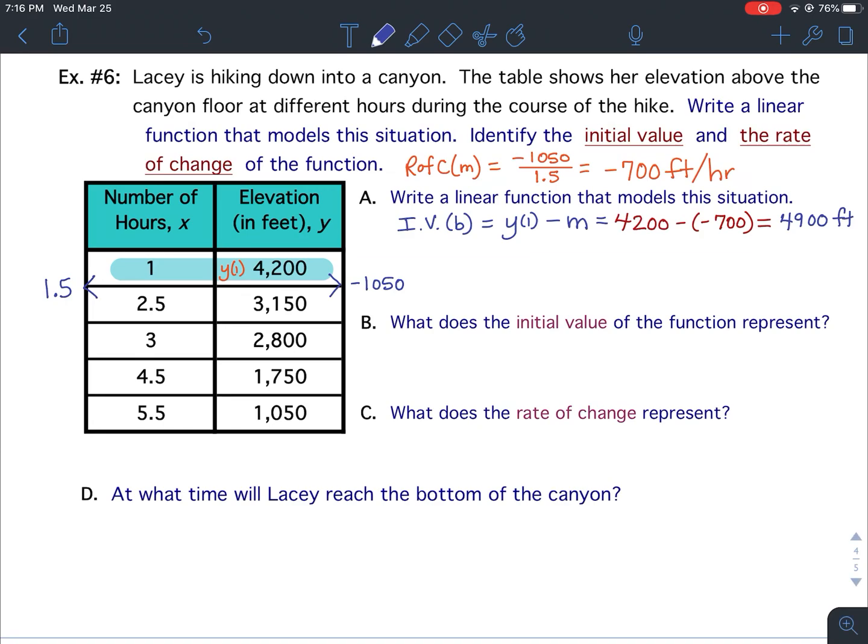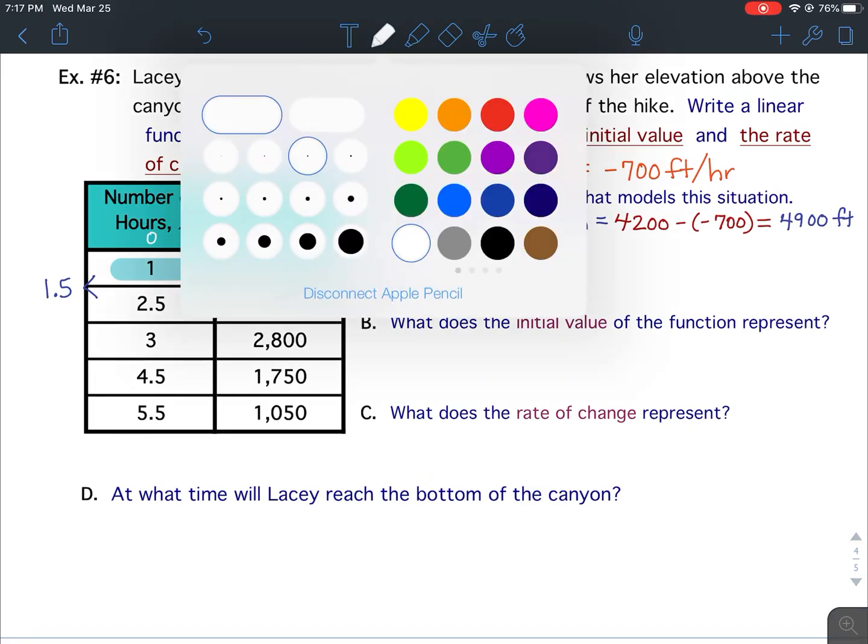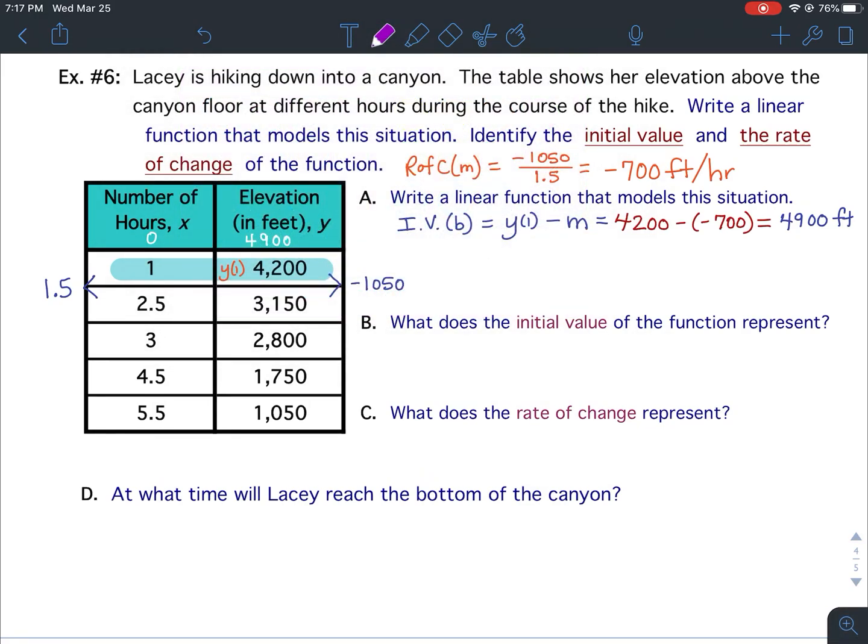Now I know it's harder for you because you don't have the luxury of choosing. Oh wait, you can because you're on Notability. But I would choose white, and then over here I would put a 0 under the X column there, and then put 4,900 under the Y column. All right, so now we can write our equation. Our function for this situation would be y equals, the slope is negative 700, and the y-intercept is 4,900.